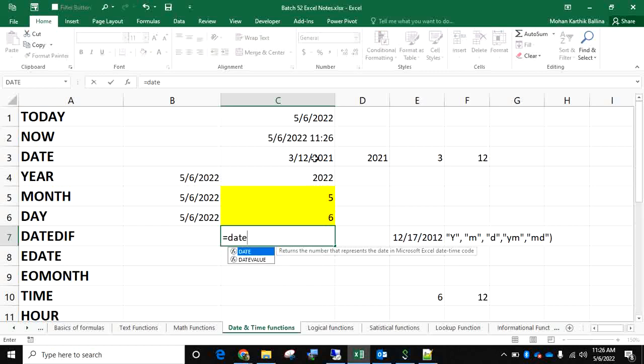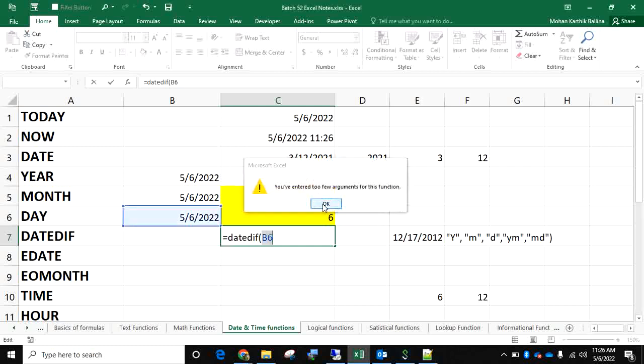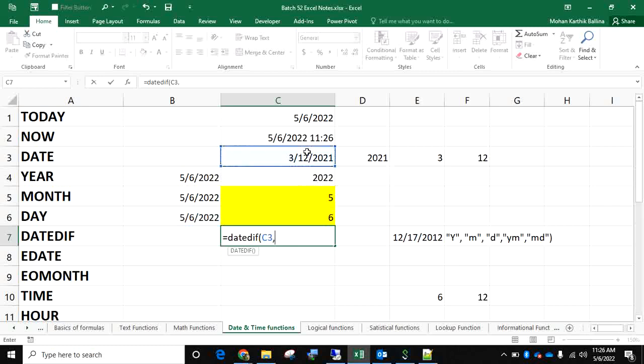Next, DATEDIF. What is your start date? Suppose 5/6. What is your end date? For example, this one. Or we'll do one thing, this is my start date, this is my end date. Okay, in which format do you want to see the difference? You want to see the difference in the form of days? In months? In years? In years and months and days?